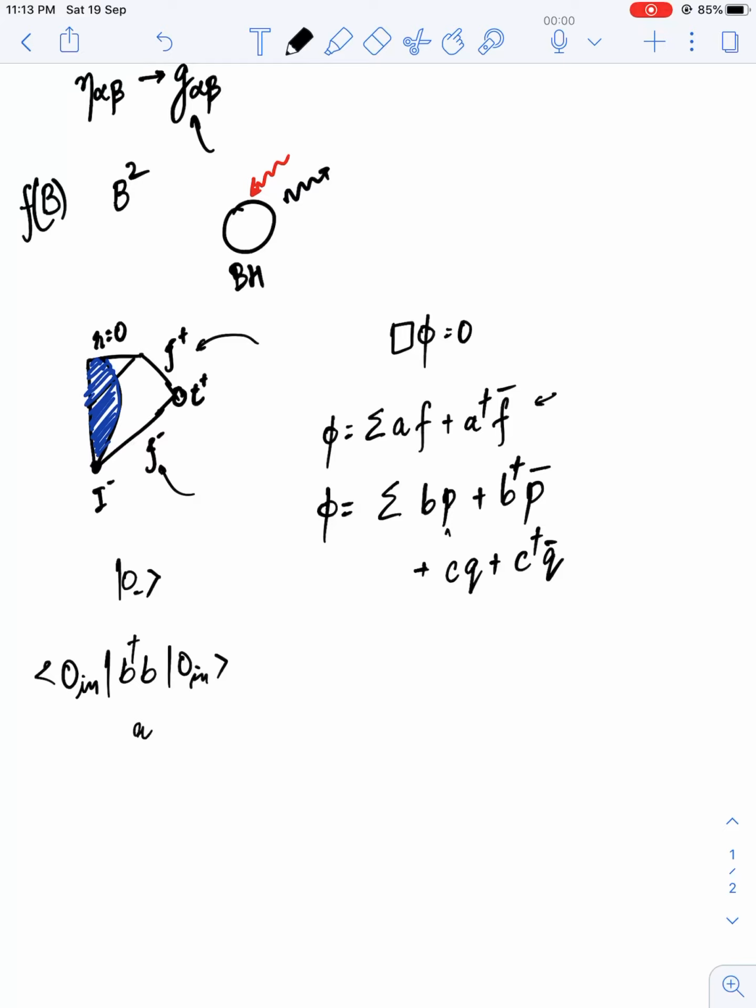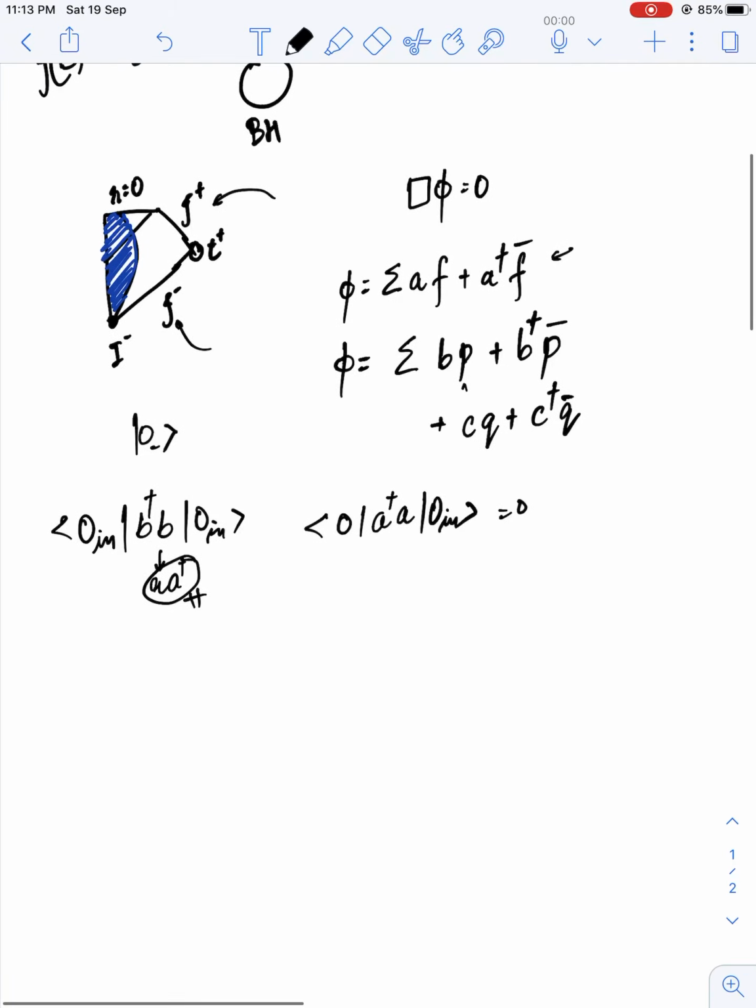If we start at the initial time, we know that this is going to be 0, but because this can be written in terms of A and A dagger, this won't be non-zero, while this will be 0. So at the initial time we don't have any particle, but at later times we are going to have particles.